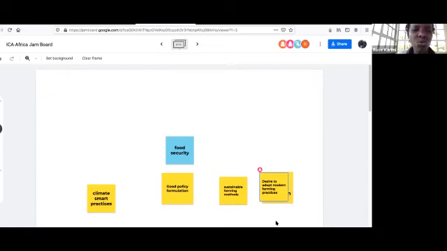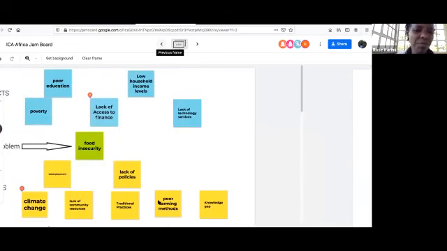Then which is the other one? Which was the other cause which we have not addressed? Unemployment. Maybe gainful employment.